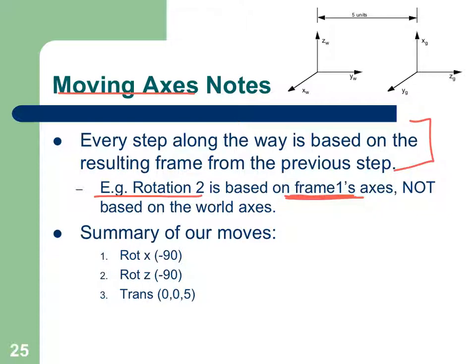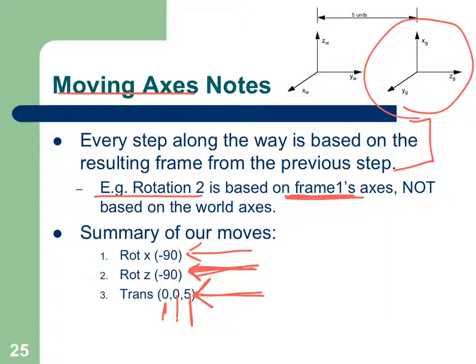And so here's a list of the moves that we did. The first thing we did was rotate about the x-axis, the world's x-axis, by negative 90 degrees. That put us into frame 1, right? And then we rotated about frame 1's z-axis by negative 90 degrees, and that gave us frame 2, right? And then finally we took frame 2 and translated 0 along x, 0 along y, but 5 along frame 2's z-axis, and that gave us our final gripper coordinates.